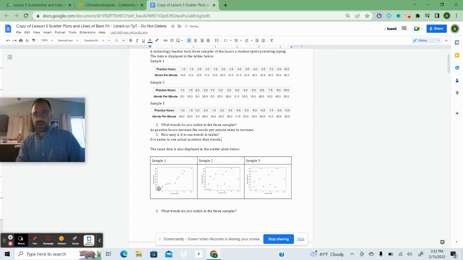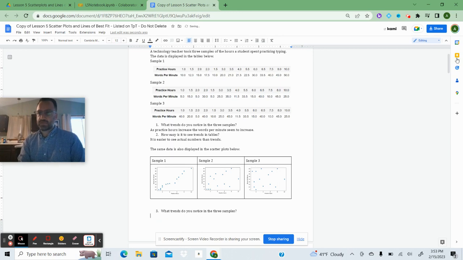So here's the scatter plot. And as I'm looking at the scatter plot, you can see as practice hours increase, so do the words per minute. The graph is going up from left to right. It's not perfectly linear, but if I drew a line between there, all the points would be pretty close. Here, if I drew a cloud of points, you could see the line would kind of go through there and be increasing. Here, you can't really tell. There doesn't seem to be a noticeable trend.